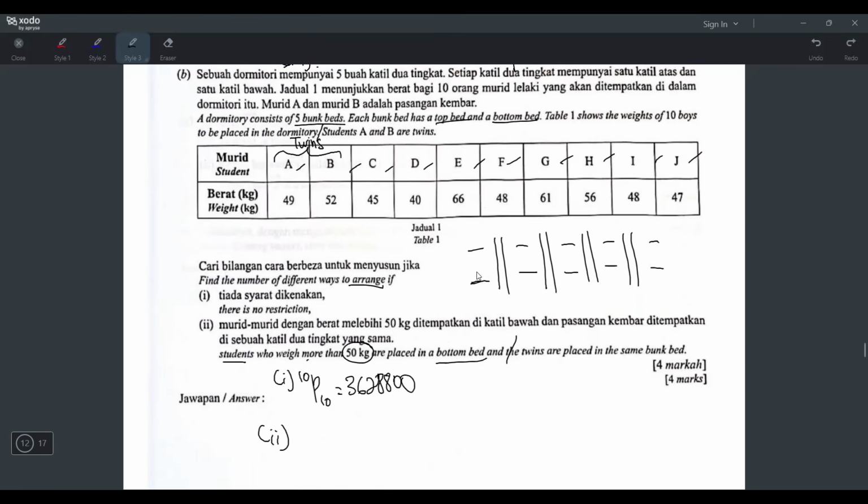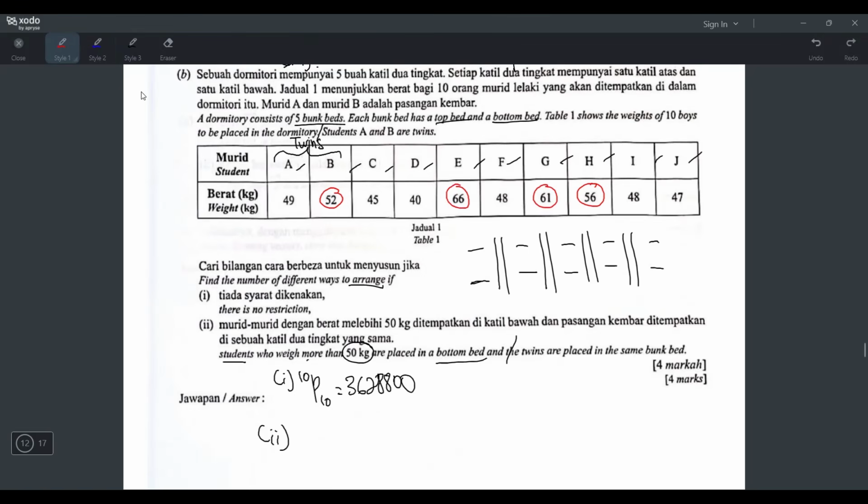The heavier guy, I mean more than 50, has to sleep at the lower bed. Okay, so let's find out who's more than 50. Let's use red color to circle it. So student B is more than 50, and student E 66, G 61, H 56. Is there any more? No, that's all.